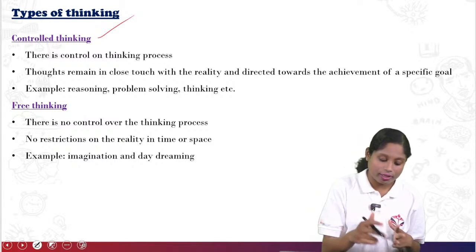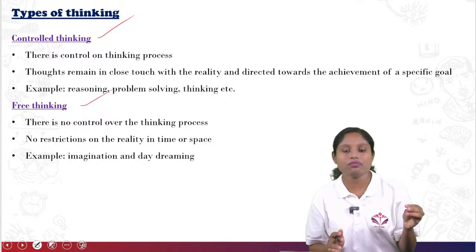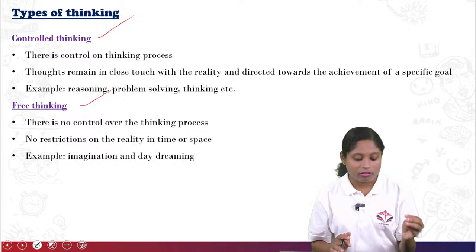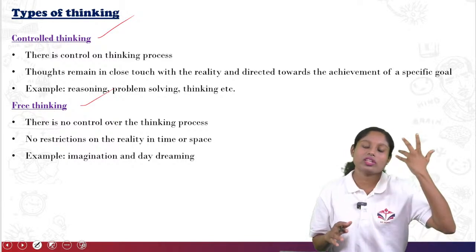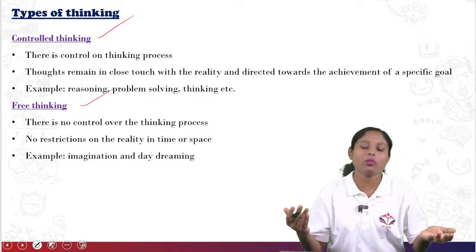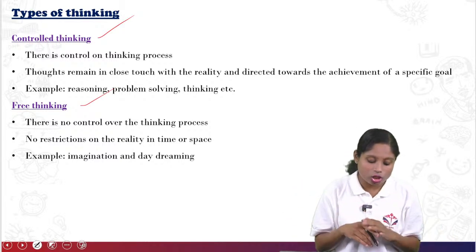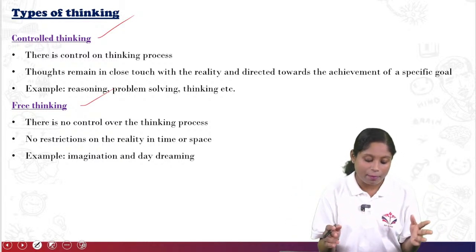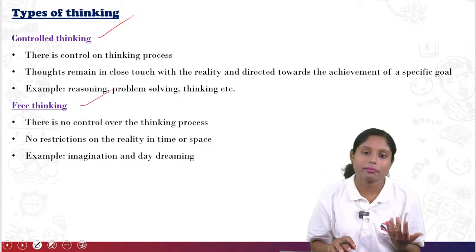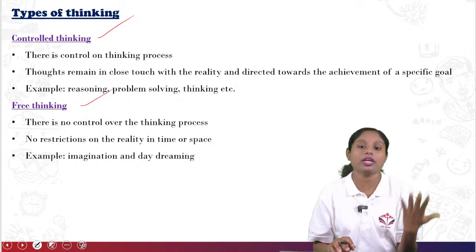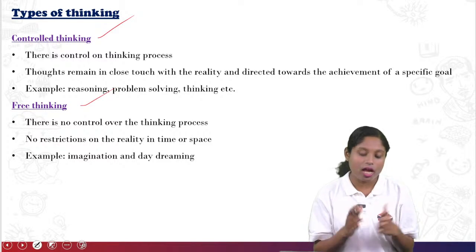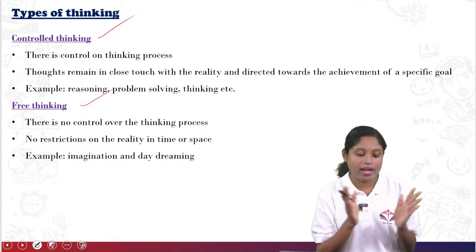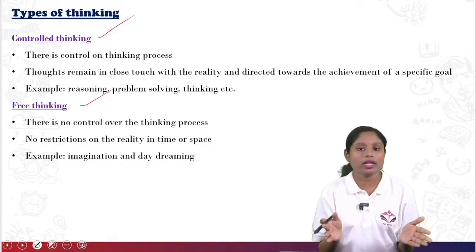Coming to free thinking, the second type of thinking. There is no control over the thinking process. Whatever he wants, he will think. There is no restriction of reality, time or space. Examples are imagination and daydreaming. Imagination, dreams and daydreaming come under free thinking. So controlled thinking and free thinking are the types of thinking.